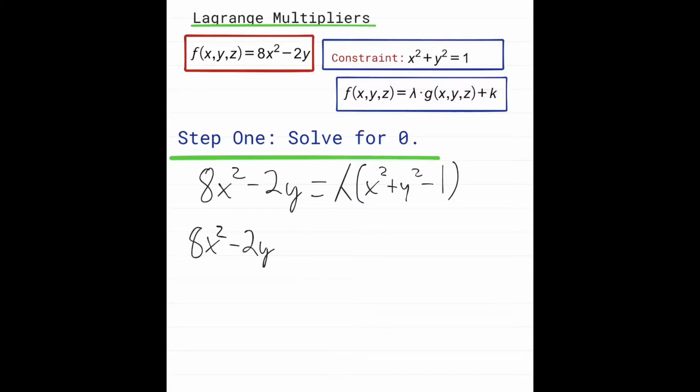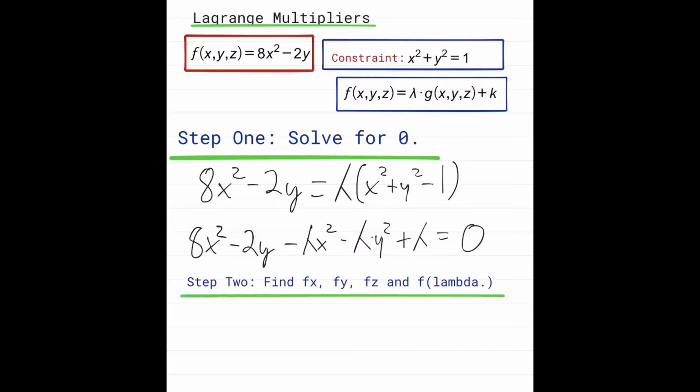Furthermore, we distribute lambda and then subtract it from both sides. Distributing lambda, we get minus lambda times x squared minus lambda times y squared. And since we have a negative sign in front of the 1 and we're moving it to the other side, we get plus 1 times lambda. And all this is equal to 0. So that was step 1. All we did was solve for 0.